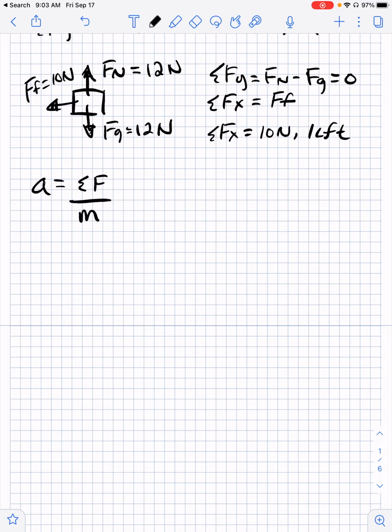The things that determine how much an object will accelerate are the net force and the mass. The net force is directly proportional to the acceleration. The mass is inversely proportional. So as you increase mass, that's going to decrease your acceleration. Let's work through a few examples applying Newton's second law.